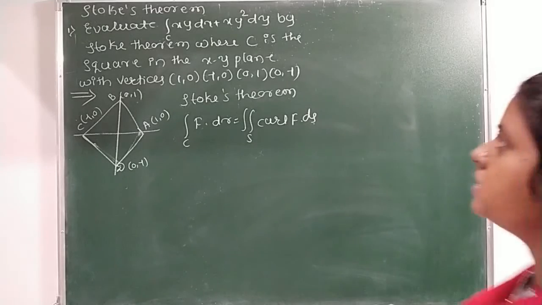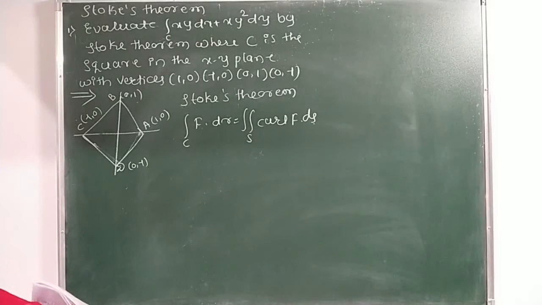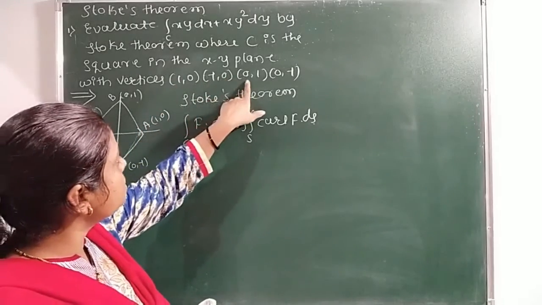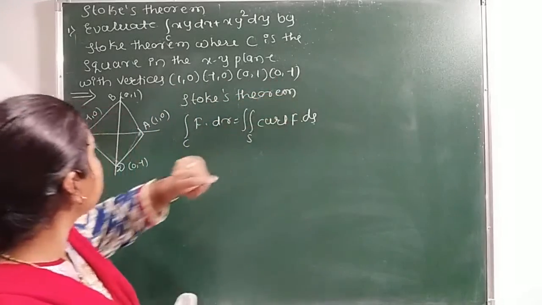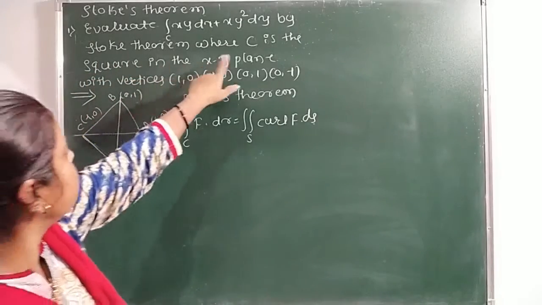The second type is Stokes theorem. Evaluate xy dx plus xy square dy by the Stokes theorem where C is the square in the xy plane, with vertices 1, 0, minus 1, 0, 0, 1, 0, minus 1. Here they told us the square is in the xy plane.